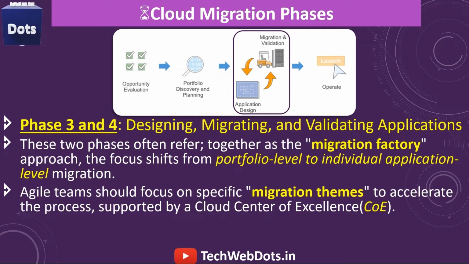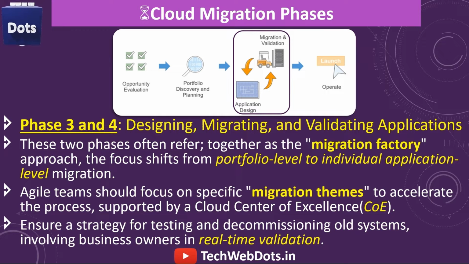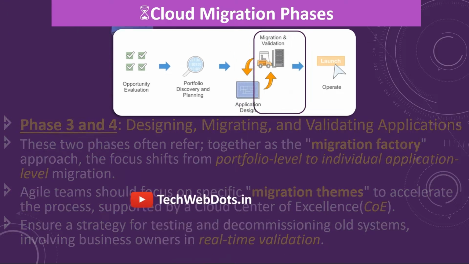Agile teams should focus on specific migration themes to accelerate the process, supported by a cloud center of excellence in their company. But when we are talking about migration themes, it means they have to understand what is going on in each phase of the migration, in each sprint of their agile. Okay, ensure a strategy for testing and decommissioning old systems, involving business owners in real-time validation. This is a very important part that comes under the designing, migrating and validating application phase.